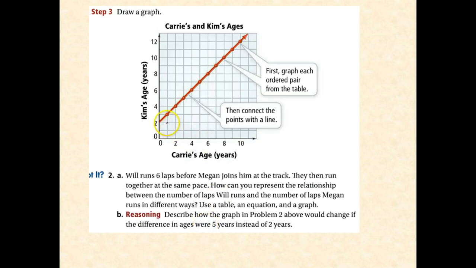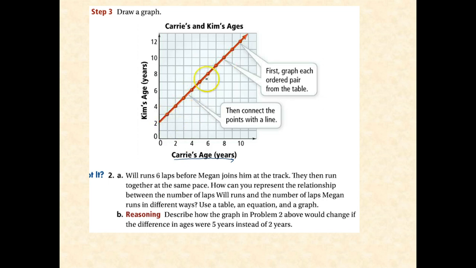Alright, draw a graph. Carrie's age down here. Kim's age up here. When Carrie is 0, Kim was 2. When Carrie was 1, Kim was 3. When Carrie was 2, Kim was 4. Always 2 years more, right? When Carrie's 4, Kim is 6.